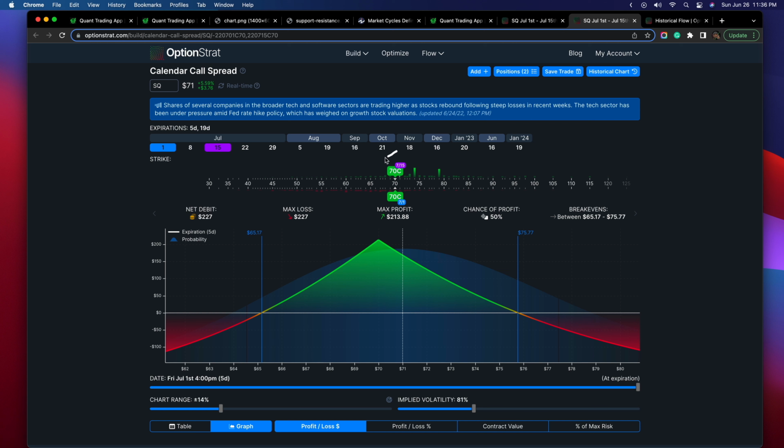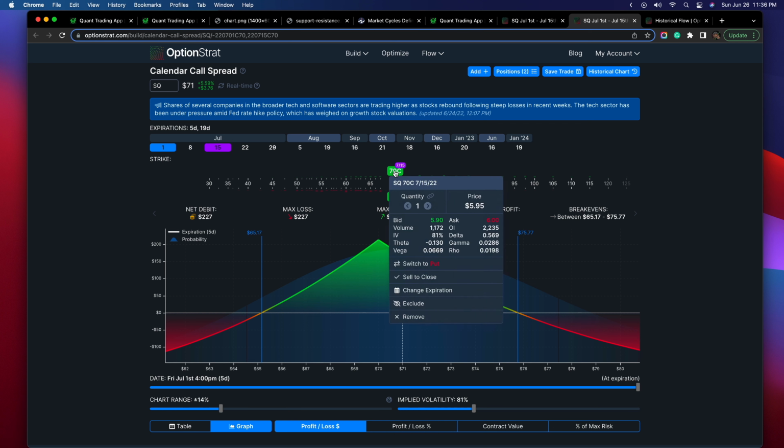Again, this is from the time if this was opened right now. I don't have a screenshot because I didn't open the call calendar, so I can't show it from when I actually opened it, unless I were to go in here and adjust the price, and I'd have to look up what it was going for.